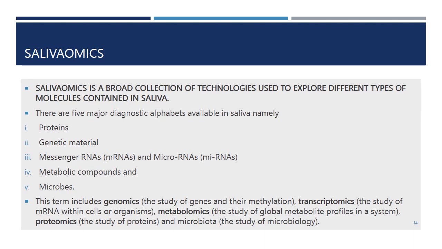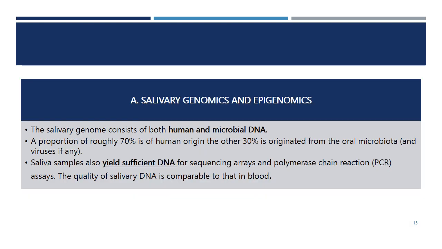Saliva omics. It is a broad collection of technologies used to explore different types of molecules contained in saliva. There are 5 major diagnostic alphabets available in saliva, namely proteins, genetic material, DNA, messenger RNAs and microRNAs, metabolic compounds, and microbes. The saliva omics includes genomics, that is the study of genes and their methylation, transcriptomics, the study of mRNA within cells or organisms, metabolomics, that is the study of global metabolic profiles in a system, proteomics, that is the study of proteins, and microbiomics, the study of the microbiome.